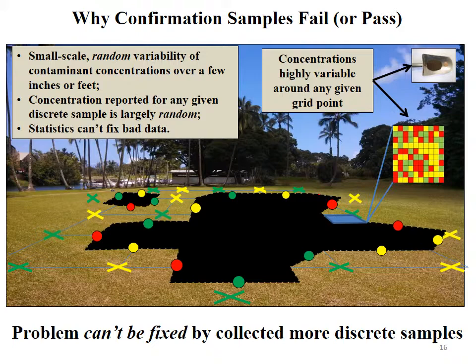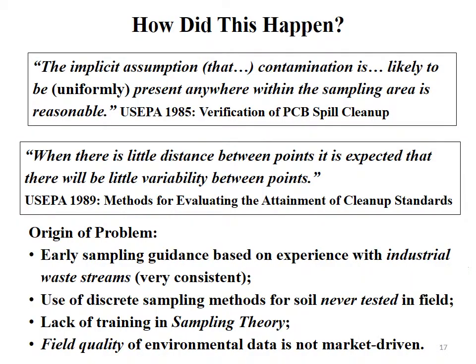So how did this happen? Here are two quotes from some guidance published in the mid-1980s by US EPA. First, from the guidance for verification of PCB spill cleanup. This was published at the same time TSCA regulations were being developed. "So the implicit assumption that contamination is likely to be uniformly present anywhere within the sampling area is reasonable."